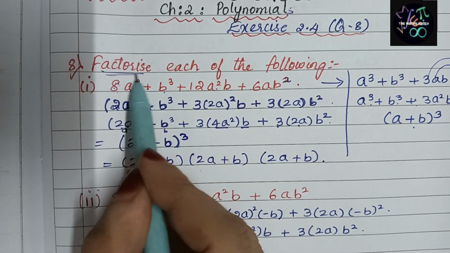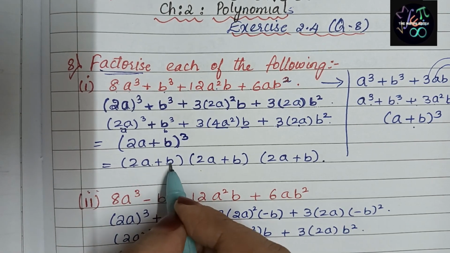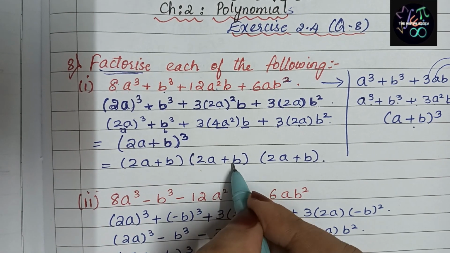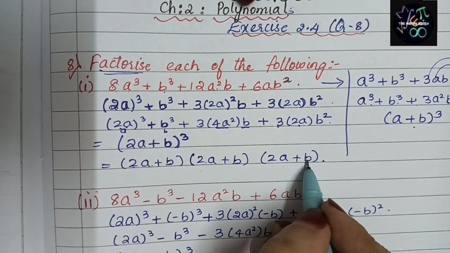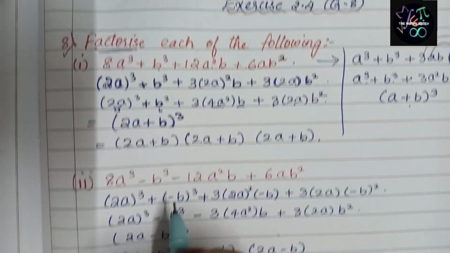But they have told to factorize. So I wrote 2a plus b 3 times. Bracket 2a plus b, 2a plus b. Same thing let us do with this problem now.